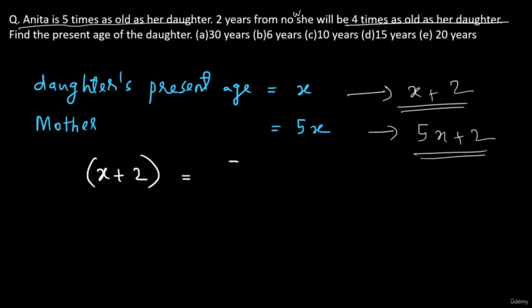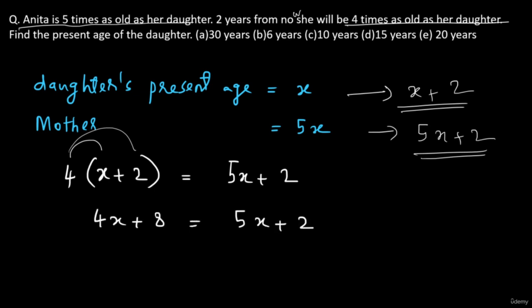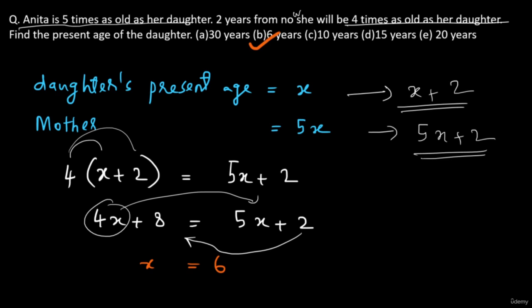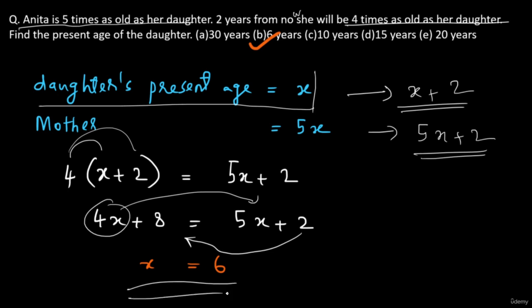So 4 into x plus 2 is equal to 5x plus 2. Now let's distribute 4 into x and 2. So we get 4x plus 8 is equal to 5x plus 2. On solving, let's take 4x to this side and 2 to this side. So we get x is equal to 6. That is the age of the daughter because the present age of the daughter is x, and we have solved and found that x is equal to 6, which is the answer.